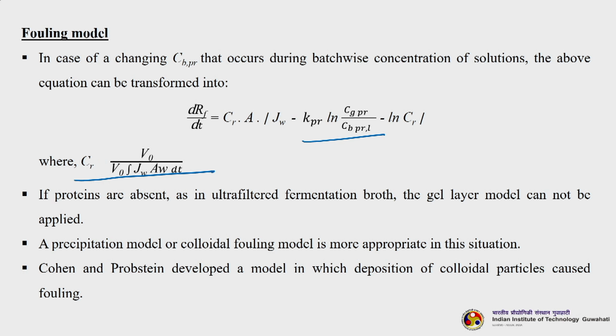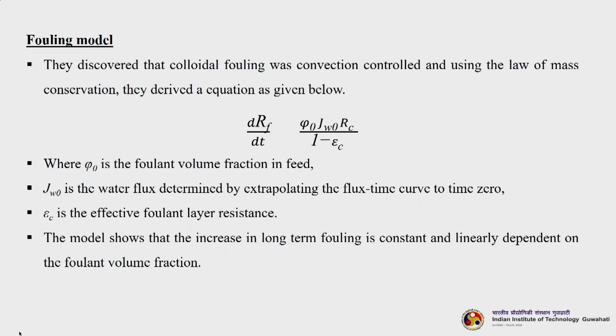So, if proteins are absent as in ultrafiltered fermentation broth, the gel layer model cannot be applied because it is not required, as there will be no gel formation on the membrane surface. So, a precipitation model or a colloidal fouling model is more appropriate in this situation. So, Cohen and Probstein developed a model in which deposition of colloidal particles caused fouling. They discovered that colloidal fouling was convection controlled and, using the law of mass conservation, they derived an equation given below. So, dRf/dt equals this phi0 Jw0 Rc by 1 minus epsilon c.